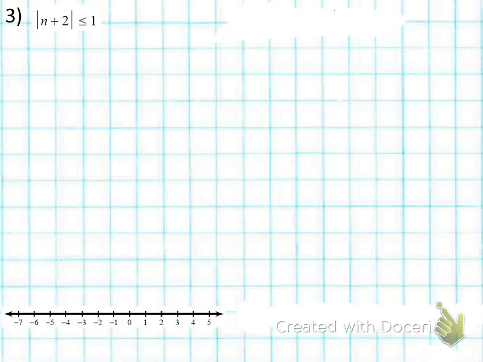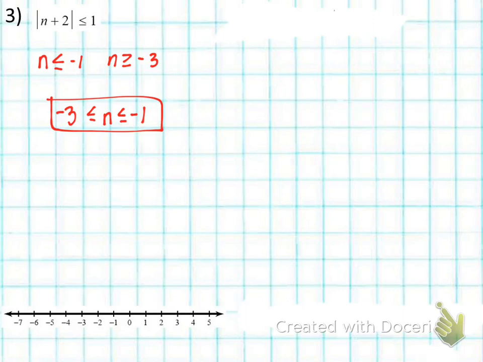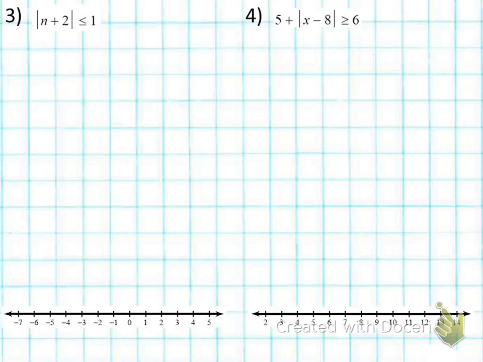The answer you should have had was n is less than or equal to negative 1, or n is greater than or equal to negative 3. And you should have had a point at negative 3 and negative 1. Fill in your circles here. Okay, next one, number 4.